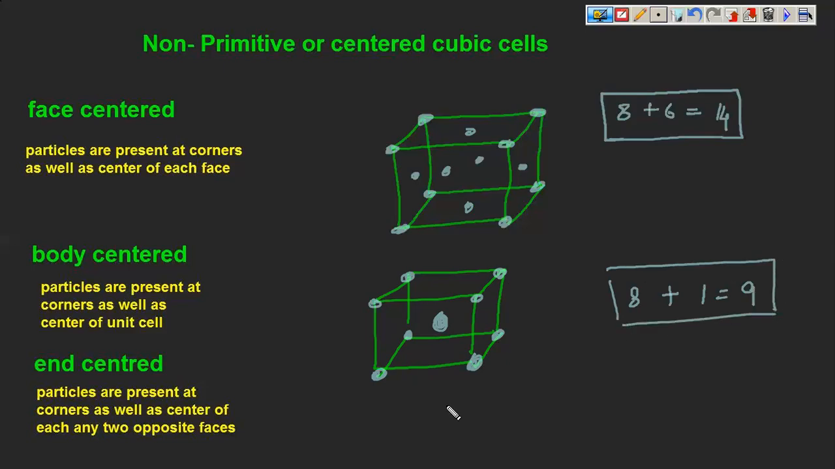Now see, this is end-centered. End-centered is a kind of face-centered unit cell. It is a kind of face-centered only.